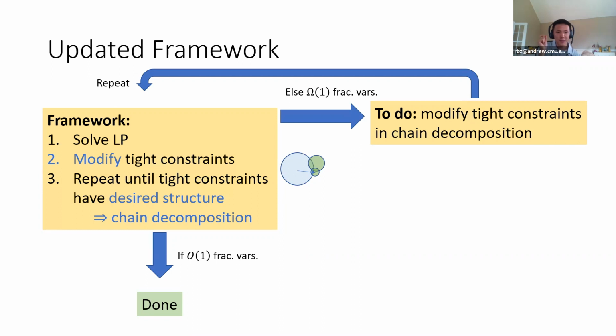So our overall algorithm is we do the iterative rounding step where we modify the LP until our tight constraints have a chain decomposition. If we have a constant number of fractional variables, we're done. If we have a lot of fractional variables, we're going to do a further modification on this chain decomposition. And then we'll repeat this whole process until we have a constant number of fractional variables.